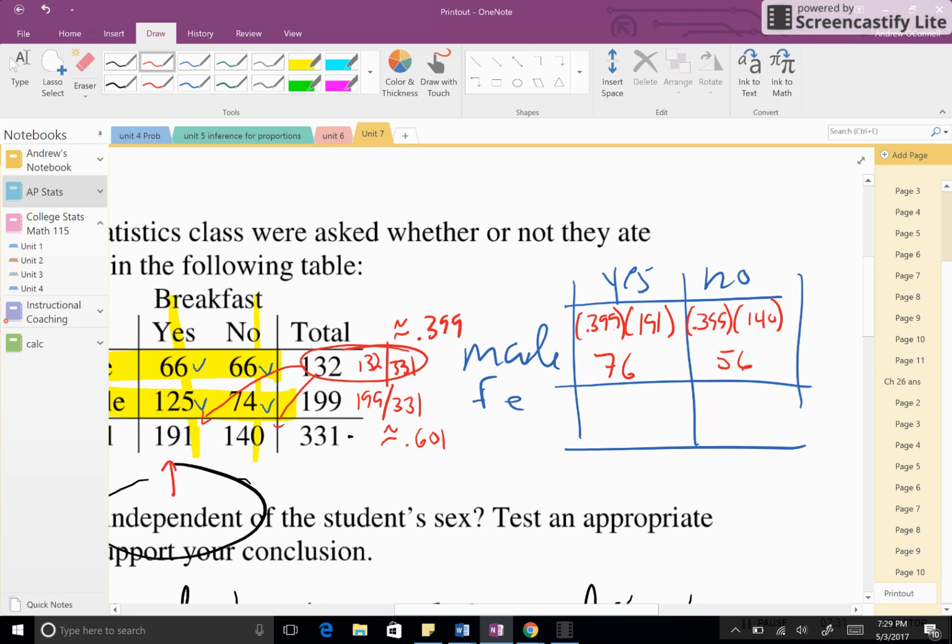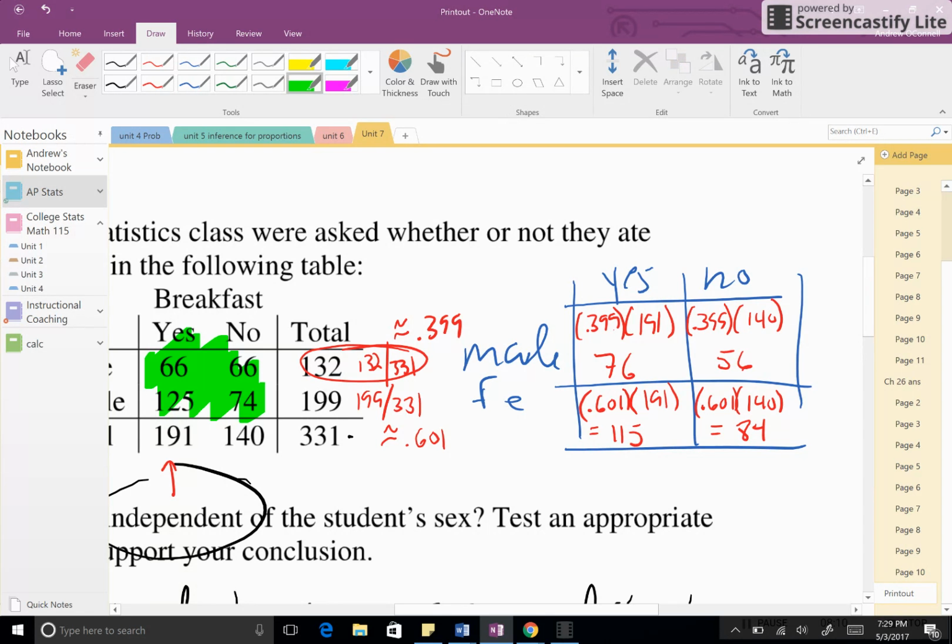Obviously, these are not coming out clean. Here, females were about 60% of the population times the 191 people who ate breakfast. We observed 125, but when I multiply this out, I expected only 115. Finish up the expected table right here, just a two-way table. That should have been about 84.